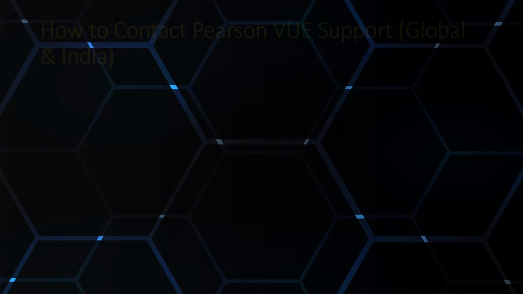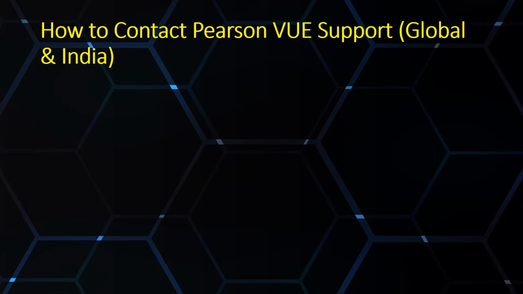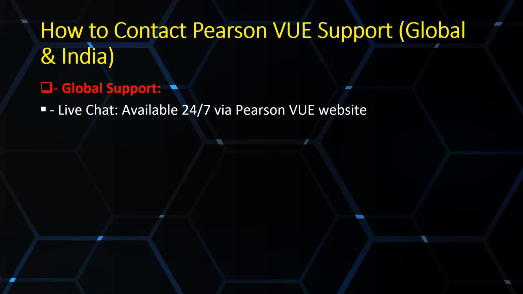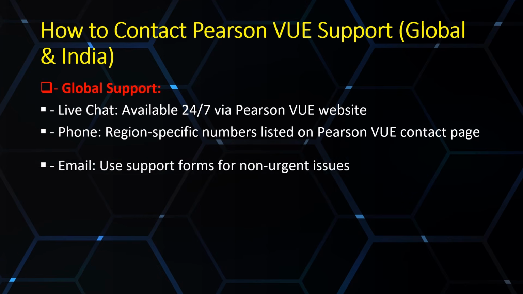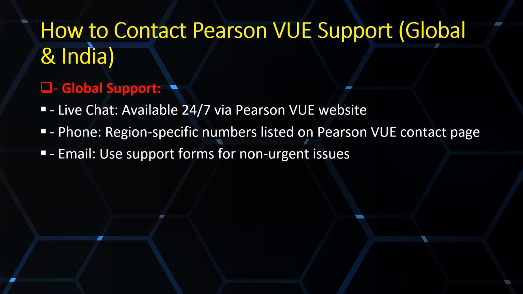Friends, if during the exam or before the exam day you are getting an issue and that issue is not resolved, then how can you connect to the Pearson VUE support team for the global or India location? For contacting Pearson VUE support, first is global support. You can use the live chat available 24x7 via the Pearson VUE website. Second, there is a registered phone number, so you can just call on it. Also email: you can go to the OnVUE platform, where there is an email ID.